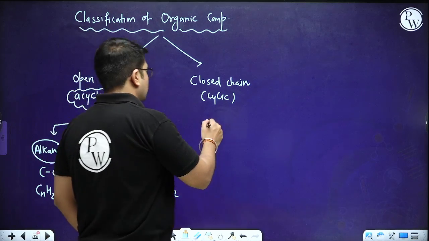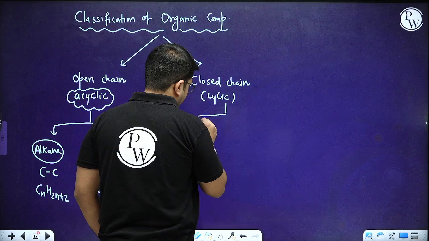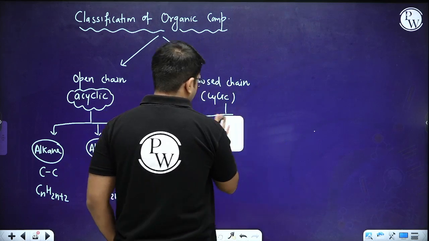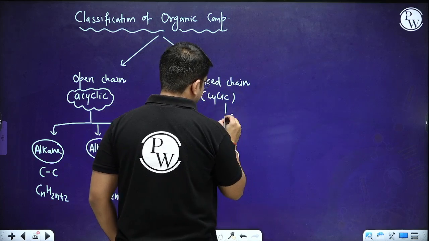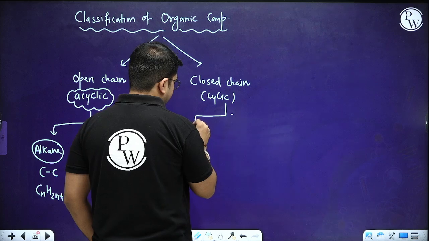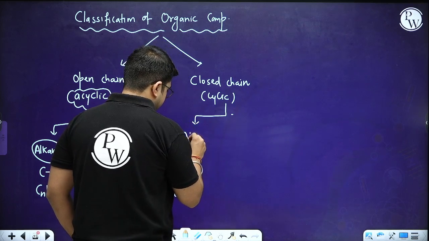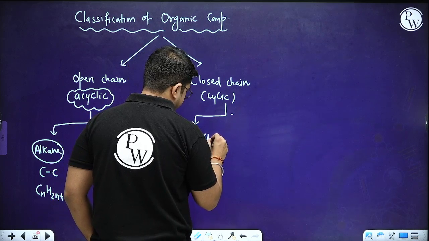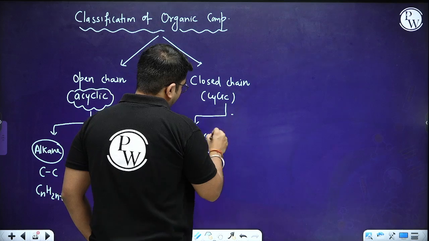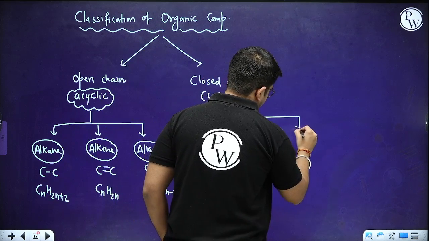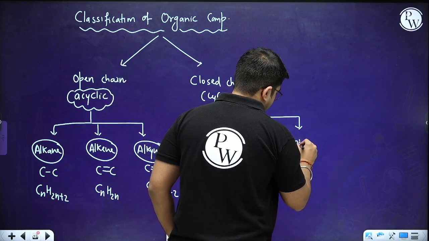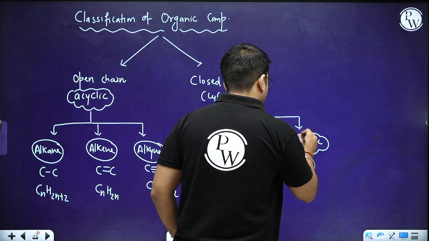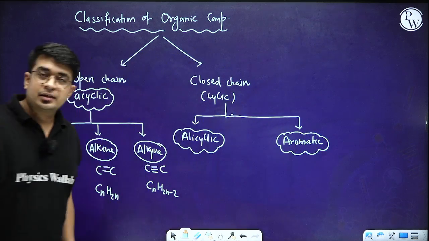Okay, so that is the basic idea about the open chain type structure. In case of a closed chain, you have the classification. Functional groups are always present in every case, so don't worry. Next part is known as alicyclic organic compounds, and next one is known as aromatic organic compounds. Okay, so this is again classification.